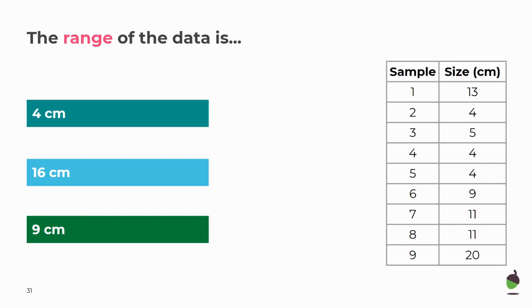Let's have a go at the range first of all. So the range of this data is, remember we've just written down that the range of data is the largest number minus the smallest number. Okay, largest. What was the largest number? Tell me. 20. The smallest number? 4. 20 minus 4 is 16. Well done.